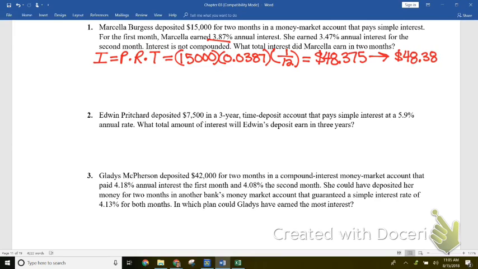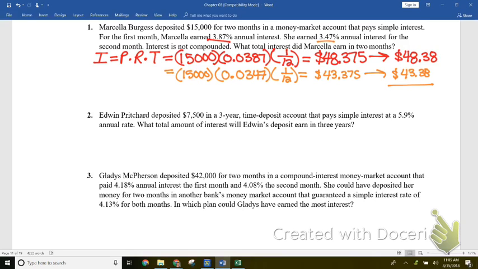The second month, same idea. Because it's not compounded, she's not earning interest on interest, so her principal is still $15,000. But for the second month, her interest rate is a little bit lower. It's only 3.47%. It's still for 1 month, so that's still 1/12 of a year. And when you multiply that all out, it works out to $43.375. Again, we round off to the nearest penny, and that's how much she makes in her second month of interest.